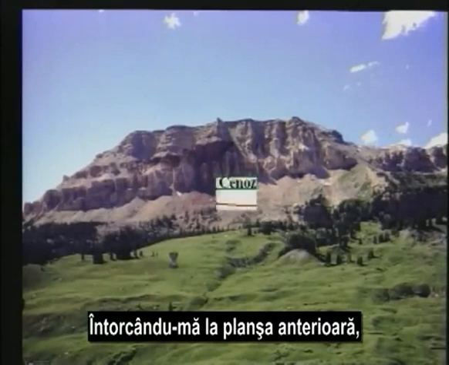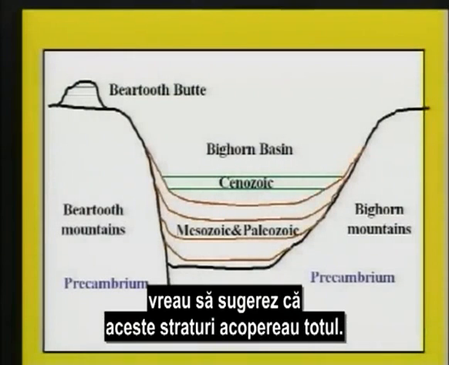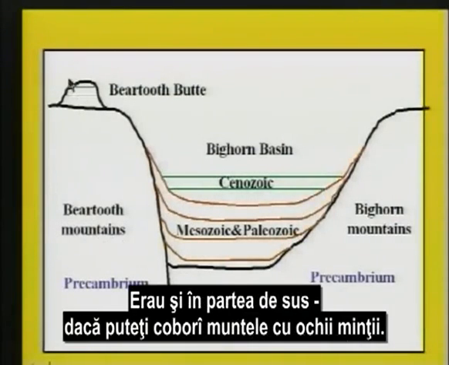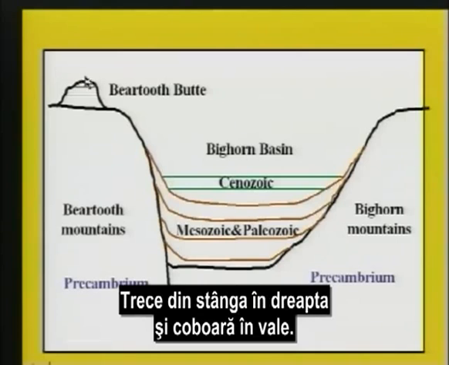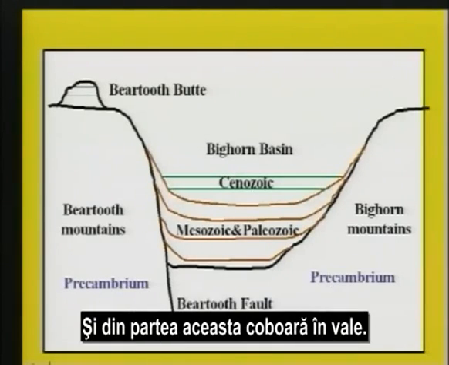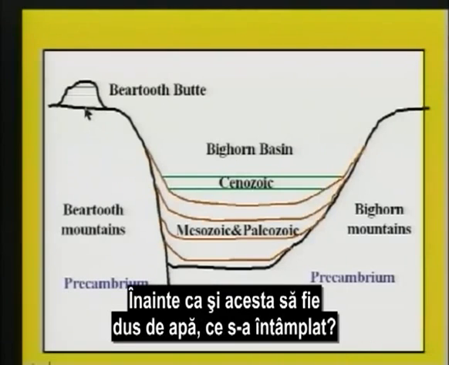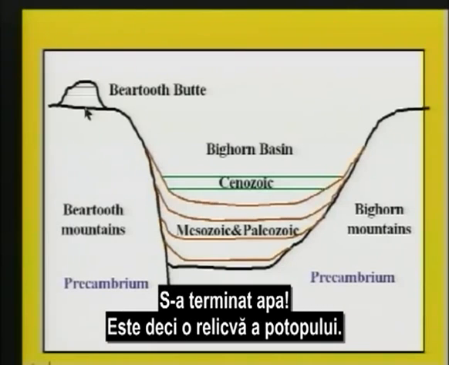If I go back to that previous slide, let me suggest that these layers were covering everything. They were on the top there as well. If you take that down in your mind's eye, everything was covered. Now you're pushing it up. What happens to the water? It goes from left to right down into the valley. Is that right? And it goes from this side down into the valley. And before this was washed away, also, what happened? The water was gone. So it's a relic of the flood.